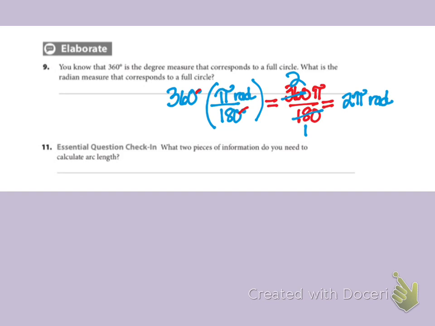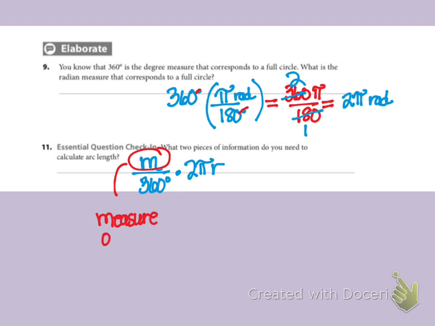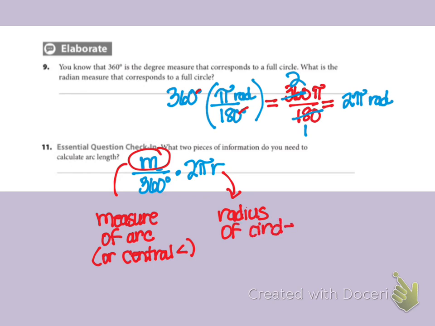And finally, what two pieces of information do you need to calculate arc length? So if we go back and we think about arc length, remember this was the formula. So we'd need to know, let's see, it was 2 pi r. We need to know these two things. We need to know this, which is the measure of the arc. Or alternatively, you could also know the central angle of the arc. And then you'd also need to know the radius of the circle that contains the arc, right? So if you know those two things, you can calculate arc length.